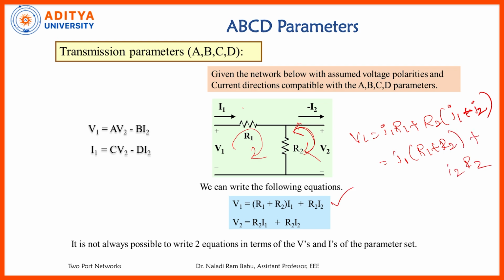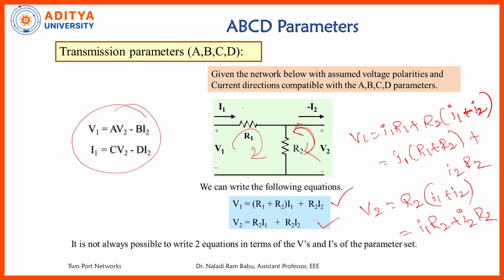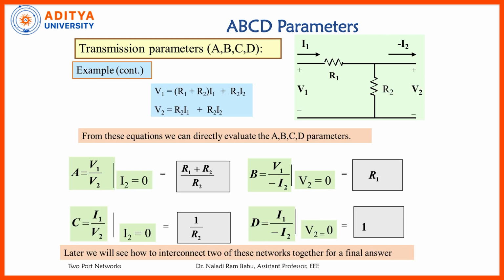We got this expression. Now, I am writing the KVL equation for the secondary loop. V2 is equal to R2 into I1 plus I2, since both the currents are entering. Therefore, V2 equals I1 R2 plus I2 R2 is the KVL equation for the secondary loop. Now, from this, I am going to obtain the parameters by two different methods. The first is the direct substitution method and the second is with the help of KCL and KVL equations. First, I will go by the first method.